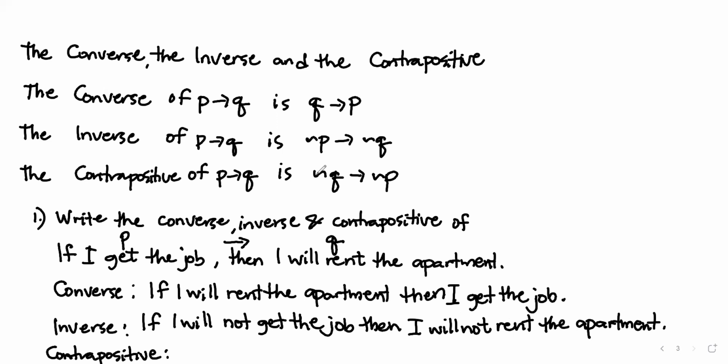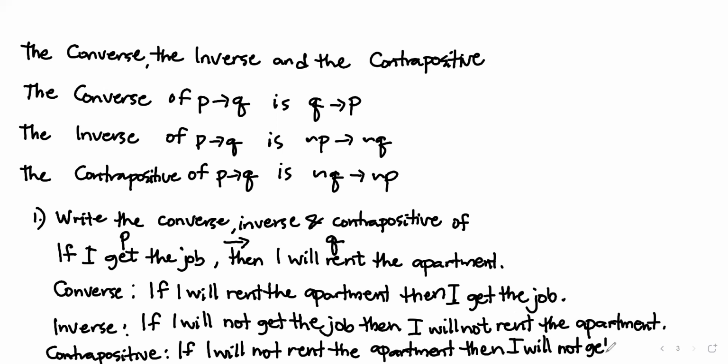Next, the contrapositive, we have not Q implies not P. Not Q, we're going to negate this. If I will not rent the apartment, do not forget the interchange, then we're going to negate our P: I will not get the job. Then I will not get the job. That's it.